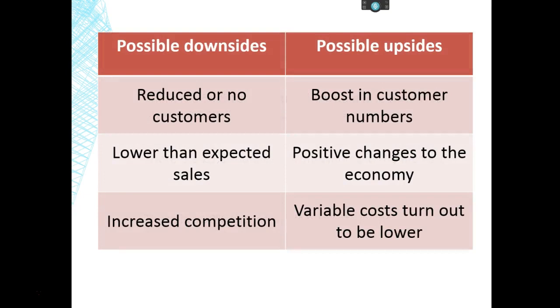Now we're looking at upsides and downsides. These are the sort of traditional ones that they will think about. So obviously for a business, a downside, something going bad, would be reduced or no customers, lower than expected sales. More competition is obviously terrible for businesses. Possible upsides: boosting customer numbers, good positive changes to the economy, variable costs turning out to be lower.